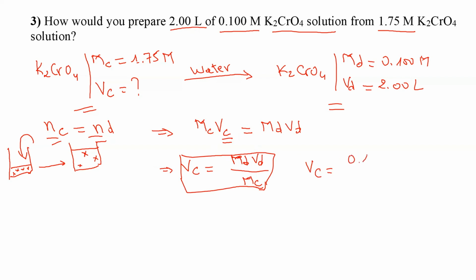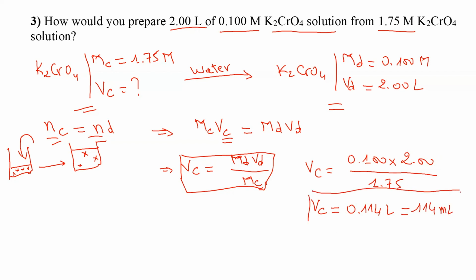MD is 0.100 times the volume, 2 liters, divided by MC, 1.75. So here the volume is in liters. This is molar, molar will cancel out, so the volume will be given in liters. The direct result that I get is 0.114 liter, and this is the same as 114 ml.